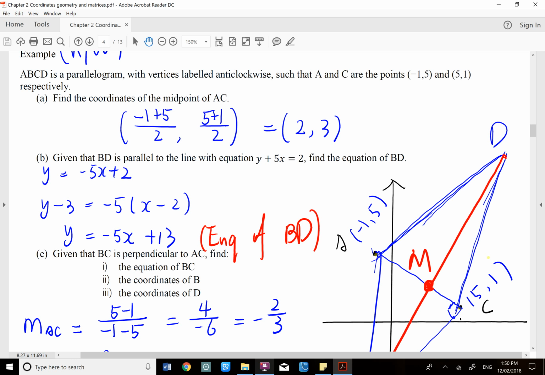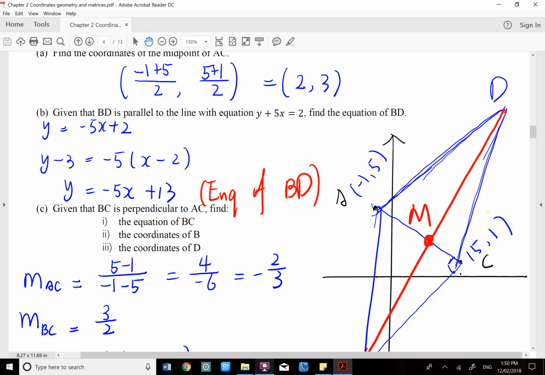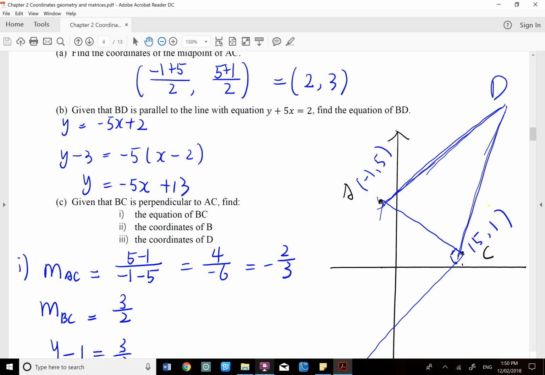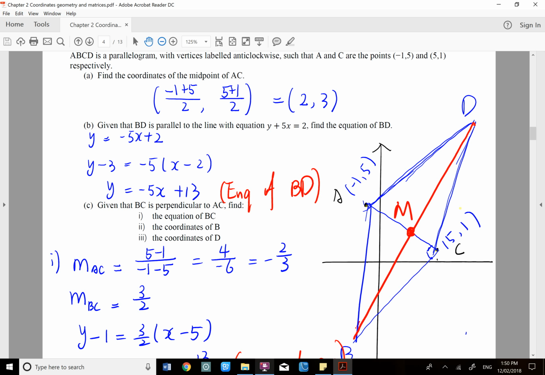ABCD is a parallelogram with vertices labeled anticlockwise, such that A and C are points as given. I have sketched this graph here. It's a little bit big. I can make it a little bit smaller so you can see the full graph.